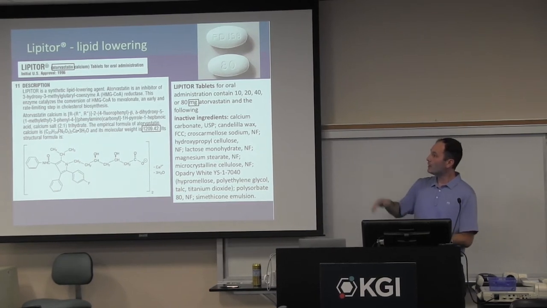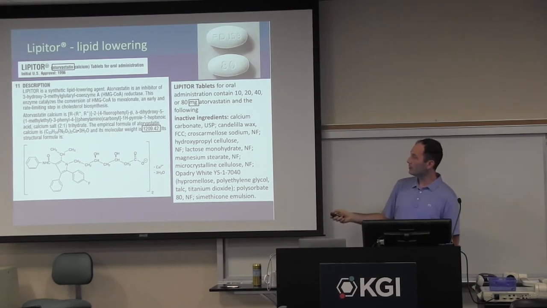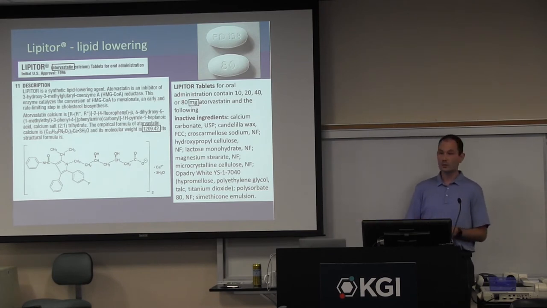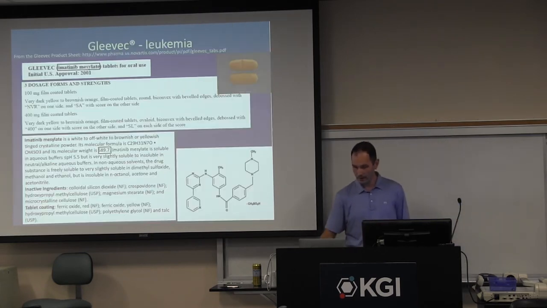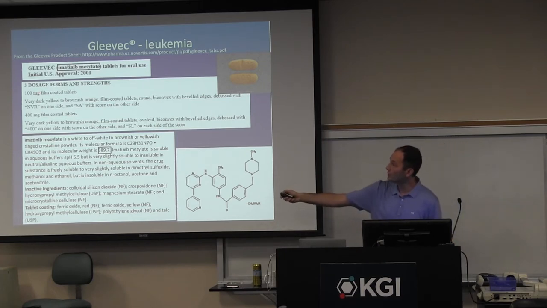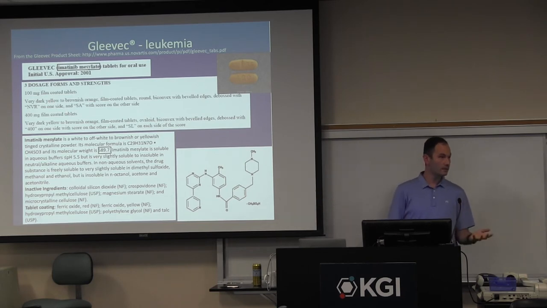So if you open the pamphlet, you can see a structure. The molecular weight is about 1,000 daltons, and the dosage is in weight. It's not a liquid, it's in weight. In this case, it's 80 milligrams. So that's a classical small molecule. Another example, again, three names. Gleevec is a brand name. There's a generic name and then a chemical name. Structure, classical small molecule. The dosage is in milligrams, and it's a pill. So again, it's a small molecule.